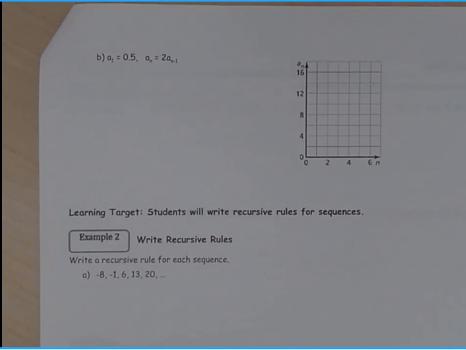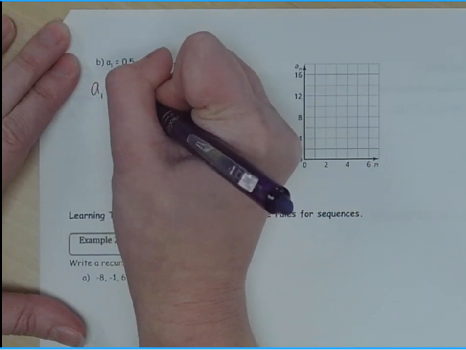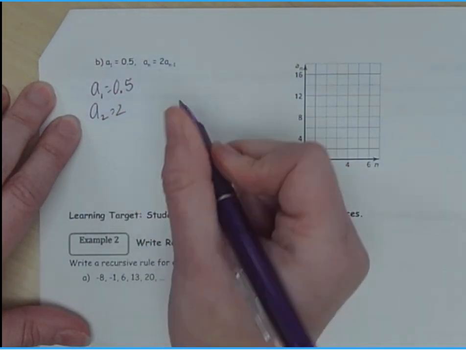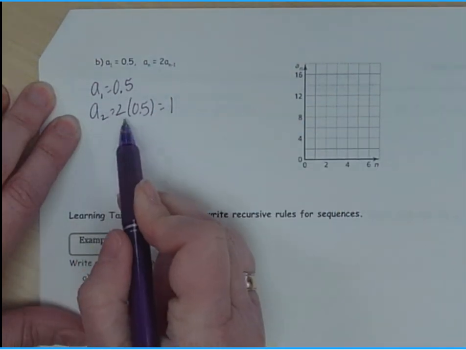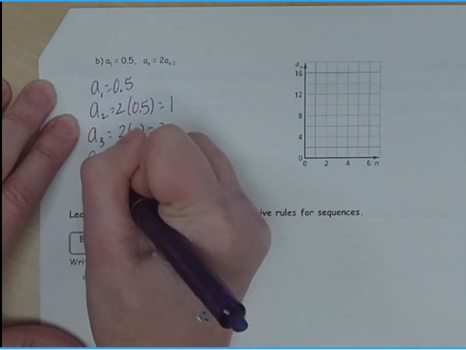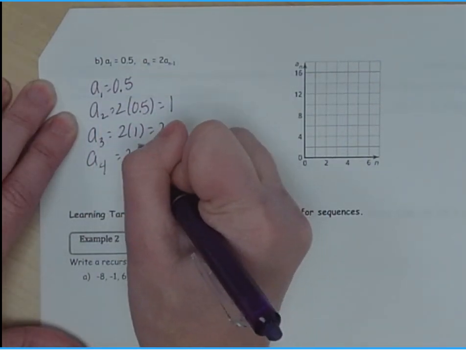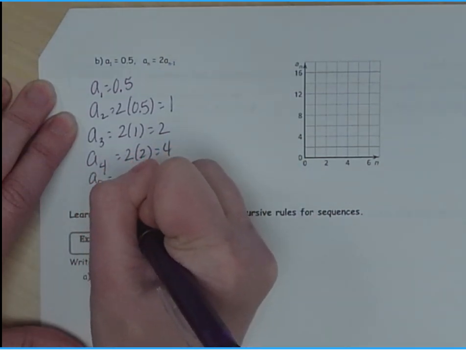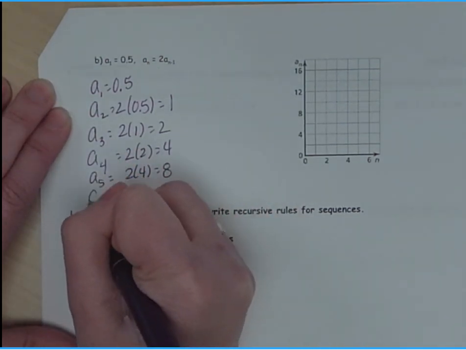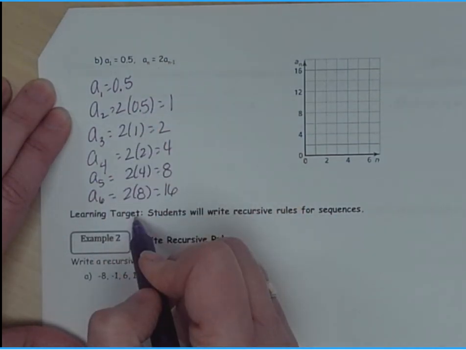Now this one's a little different. So notice I'm multiplying, so I have a geometric sequence here. So my first term is 5/10. My second term is 2 times a of n minus 1, my previous term, so I have 2 times 5/10 is 1. A of 3, 2 times the previous term is 2. A of 4, so 2 times 2 is 4. A of 5, 2 times previous term is 8. A of 6, 2 times previous term is 16. So this 2 is my common ratio.